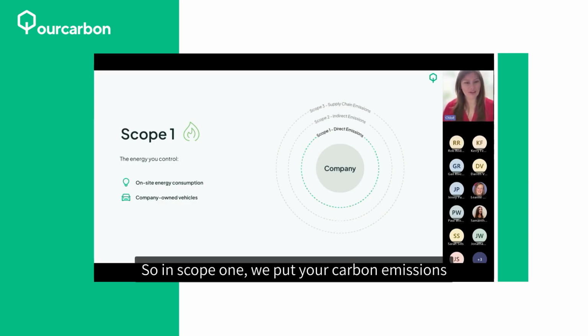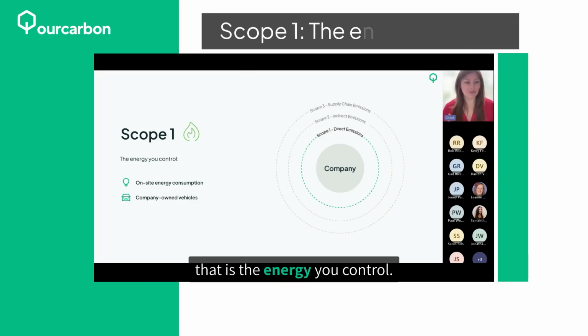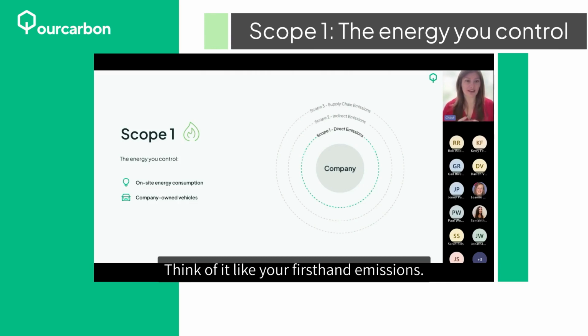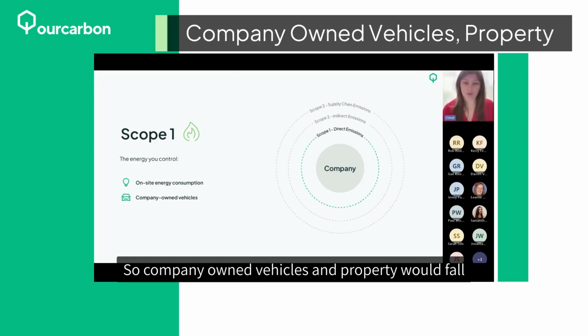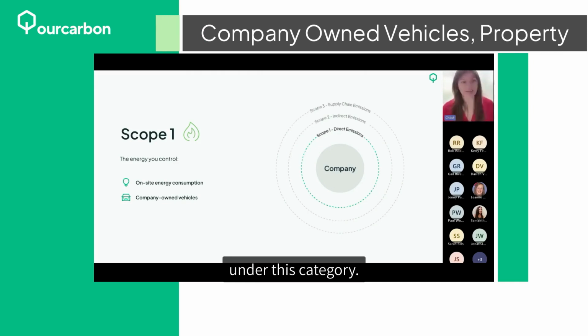So in scope 1, we put your carbon emissions, that is the energy you control. Think of it like your first-hand emissions. Examples of this would be any energy that you own or control. So company-owned vehicles and property would fall under this category.